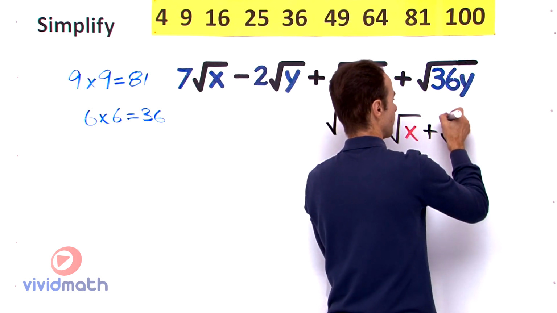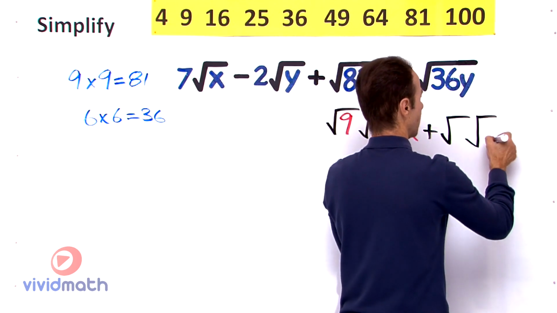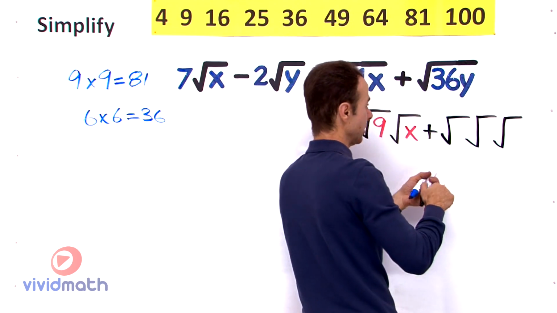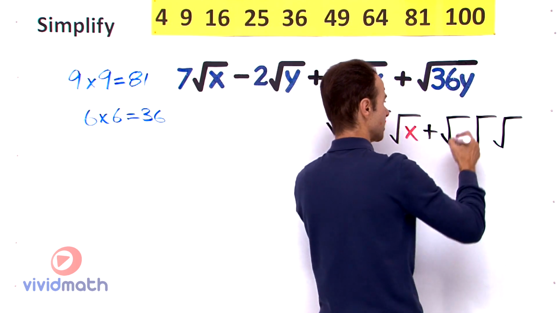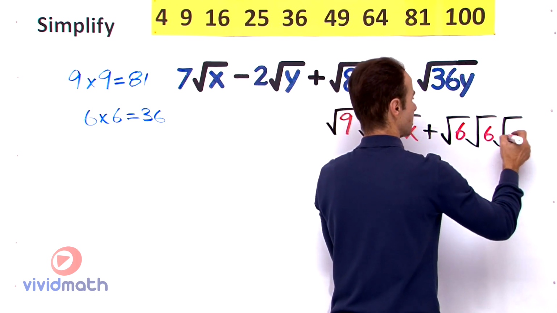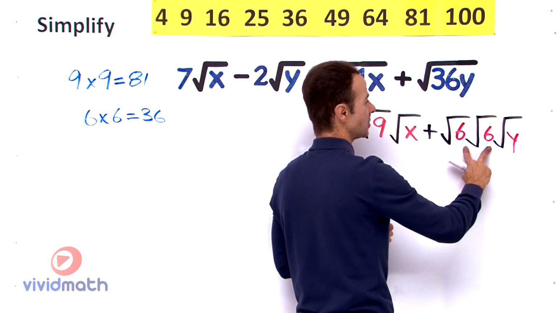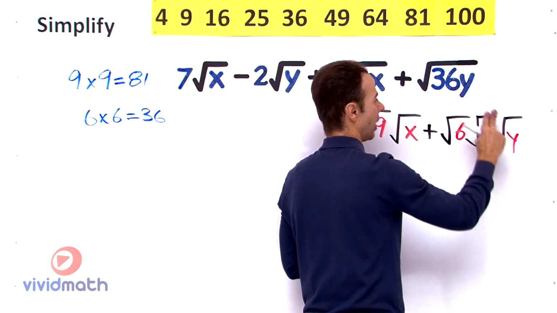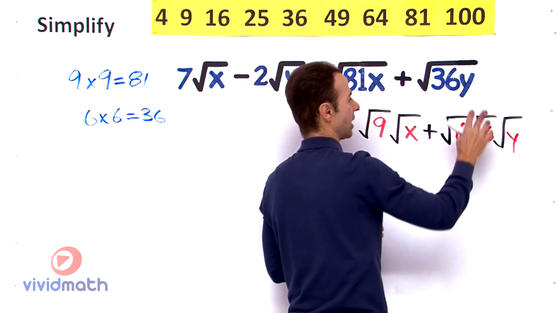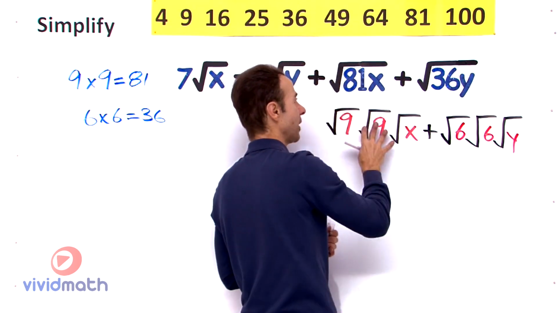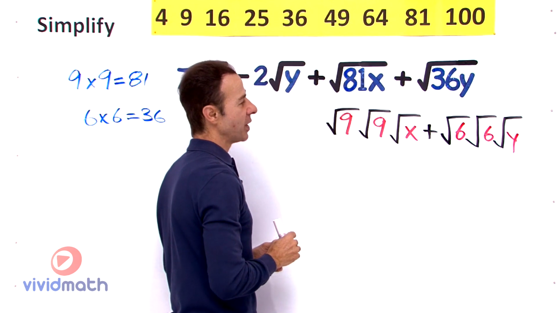So we've got square root and square root. All of them are under the house. So we've got 6 and 6 and y. So that is equivalent to that. 6 and 6 gives us 36, and y is right there. That's still under the house. So that's kind of simplified right there. We can simplify it even further now.